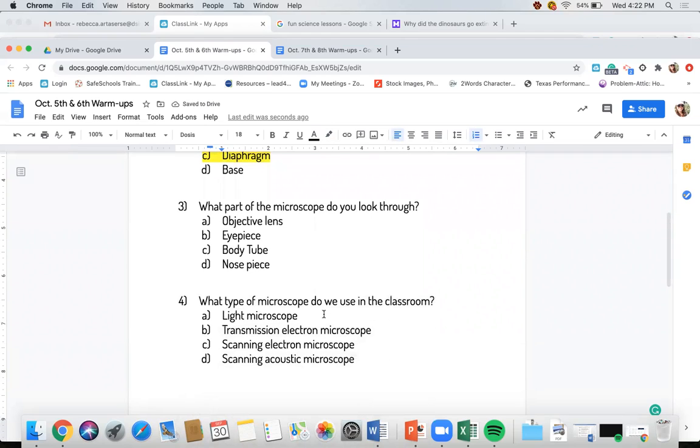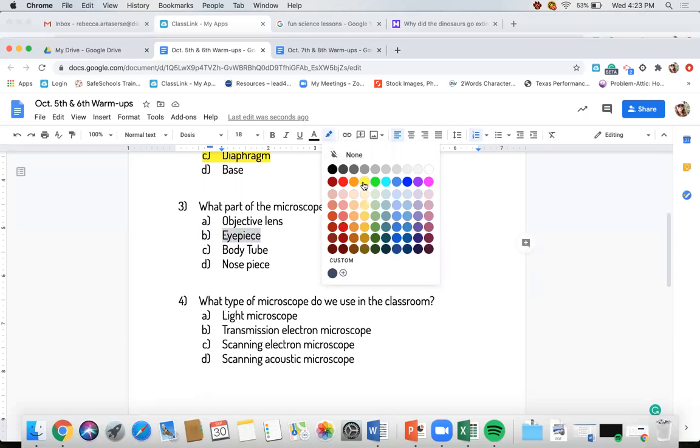3, what part of the microscope do you look through? A, the objective lenses. The objective lenses magnify the image, but you're not putting your eye to the objective lens to look at the slide. So it's not A. B, the eyepiece. The answer is kind of in the name. You put your eye up to the eyepiece. That's what you're looking through. So B is looking like a good answer choice. C, the body tube. That's the tube between the eyepiece and the objective lenses. So it's not where your eye is going. And then D, the nose piece. The nose piece is connected to the body tube and the objective lenses, but again, that's not where you're placing your eyes to look through the microscope. So the correct answer is B as in boy.